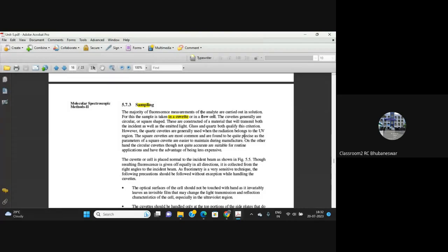Since we are running behind, I'm just giving you the idea of that. Then only your interest will come, like to study chemistry. Chemistry is a very good subject actually.